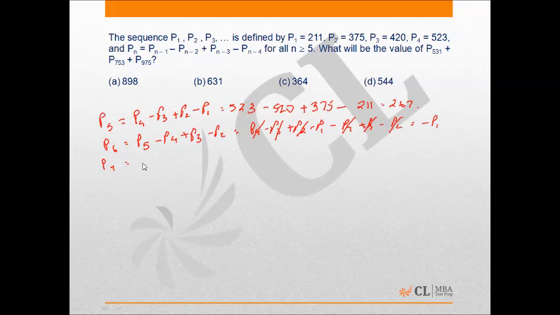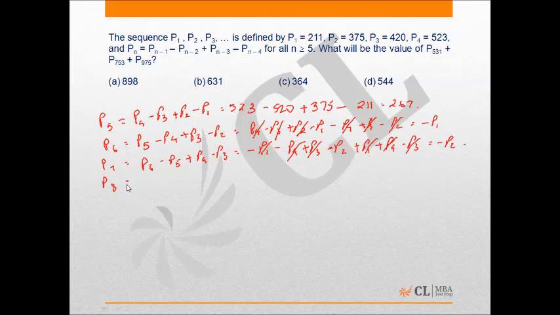P7 would be equal to P6 minus P5 plus P4 minus P3. P6 would be minus P1. P5 has been given to us, so subtracting the negative of that, it's minus P4 plus P3 minus P2 plus P1. Then we add P4 and minus P3. So it's minus P1 plus P1, minus P4 plus P4, plus P3 minus P3. So we're left with minus P2.